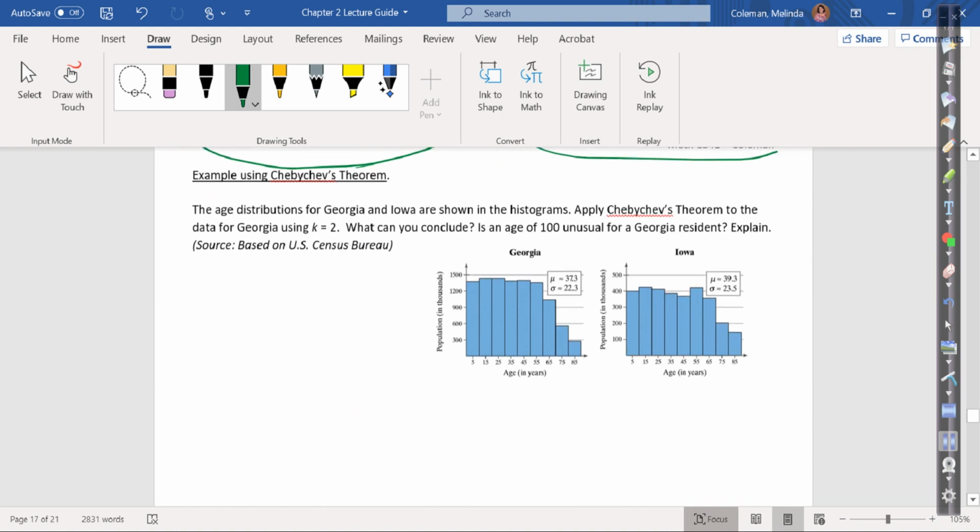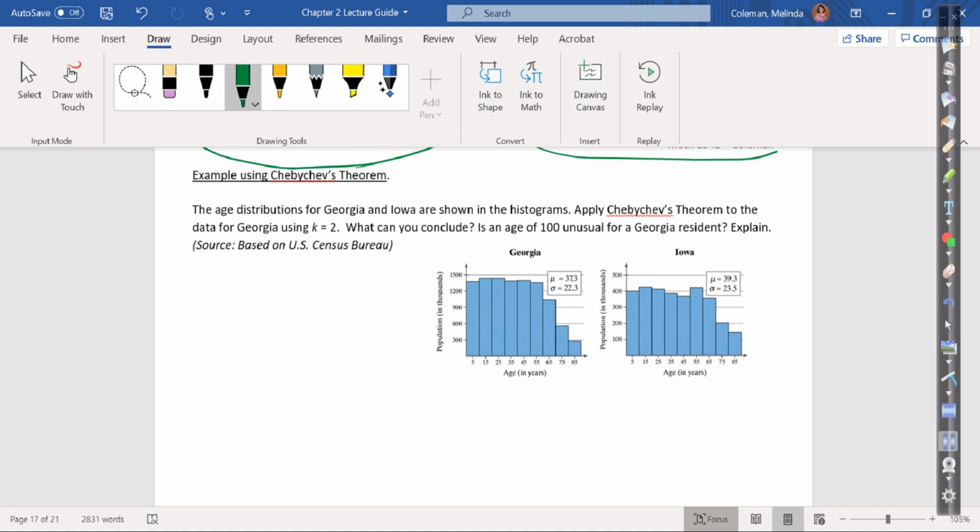All right, so the example for Chebyshev says the age distributions for Georgia and Iowa are shown in the histograms. Apply the theorem to the data for Georgia using k equals 2. What can you conclude? So again, if you look at this, it's obviously not bell-shaped. We're looking at Georgia, you have a lot of people that are younger and very few people that are older in the state of Georgia. That's going to be common in almost every state. Again, look at Iowa. It has sort of the same pattern: a lot of people until you get to about 60, and once you get to 60, it starts dropping.